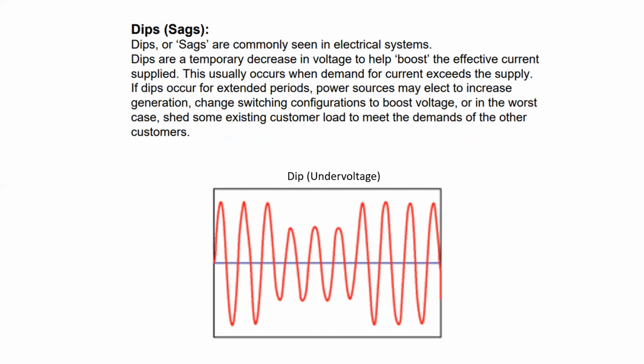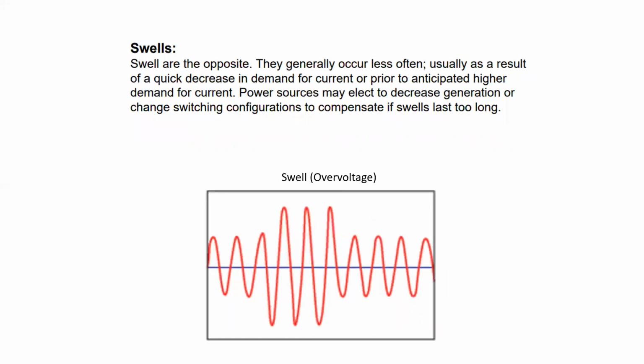And so if we were to overload a transformer, what we would expect is that the voltage would dip. If we have dips for extended periods, power sources may increase their generation or change switching configurations to boost the voltage, or shed some load in order to meet the demands of all the customers. So a dip in voltage is not good. Swells are the opposite. They generally occur less often and usually as a result of a quick decrease in demand. So what this means is we take offline a significant amount of load, and for a brief period of time, the voltage goes up.